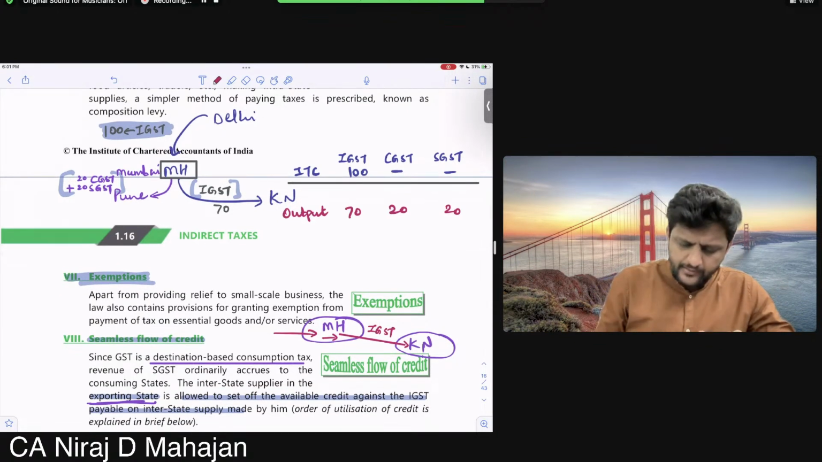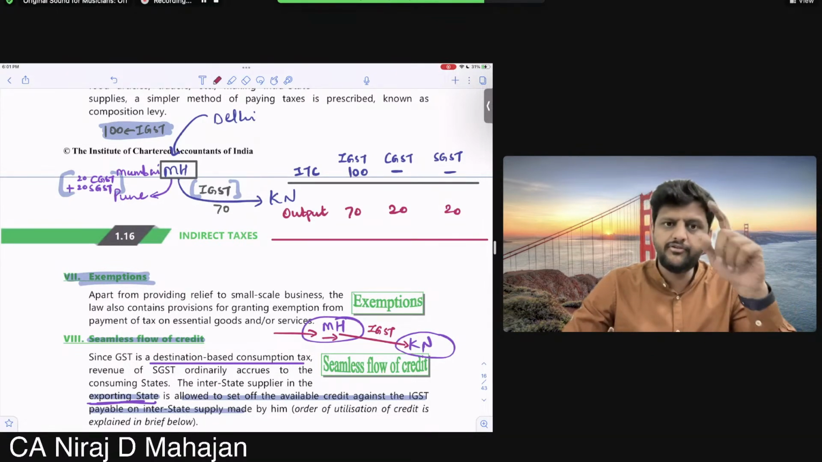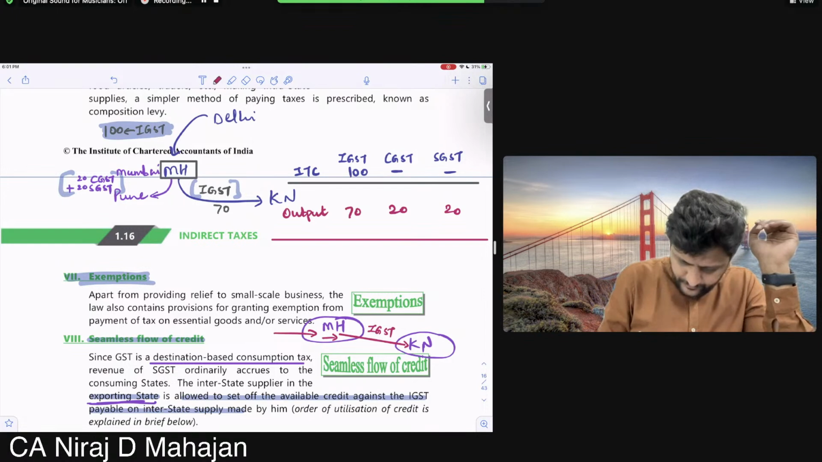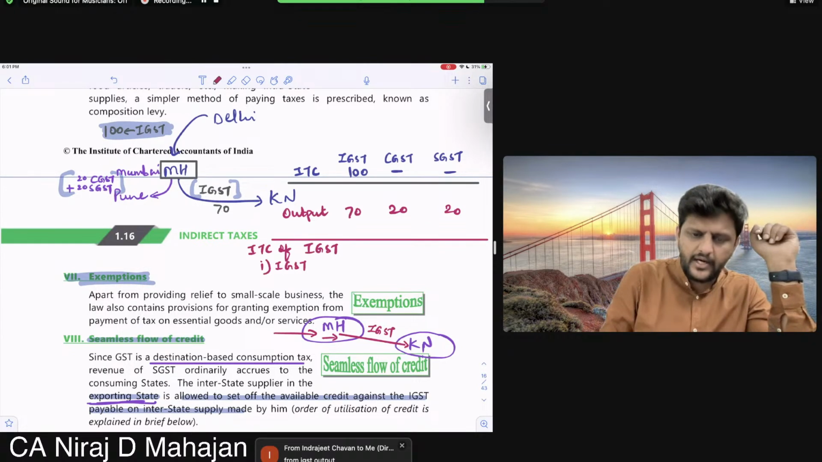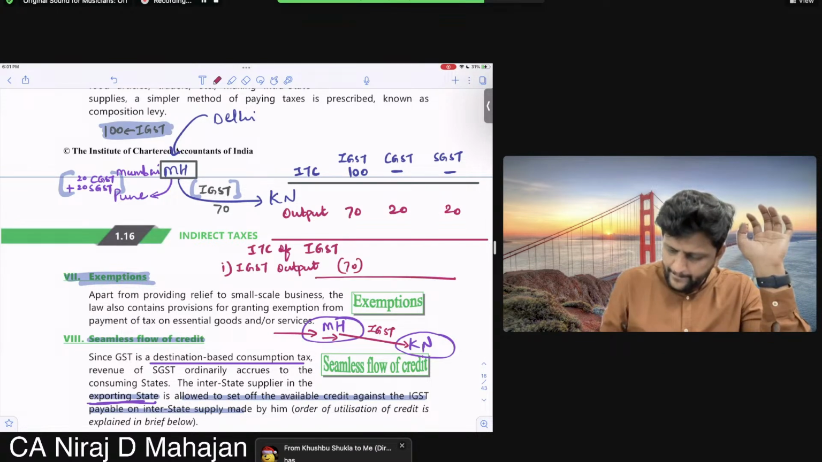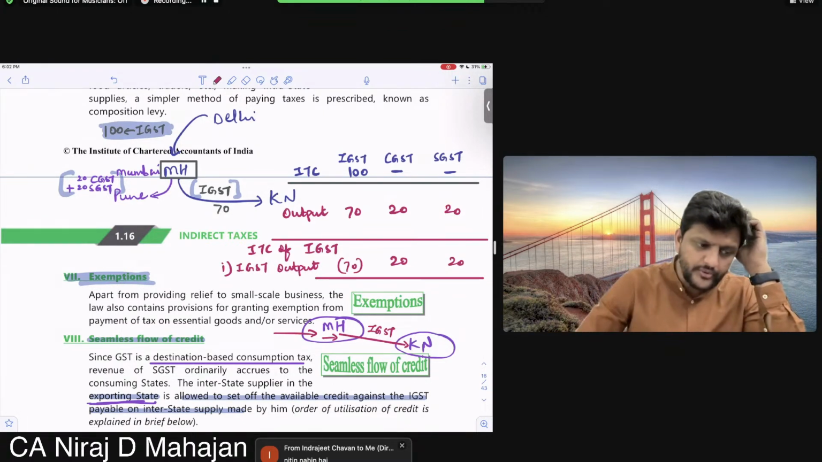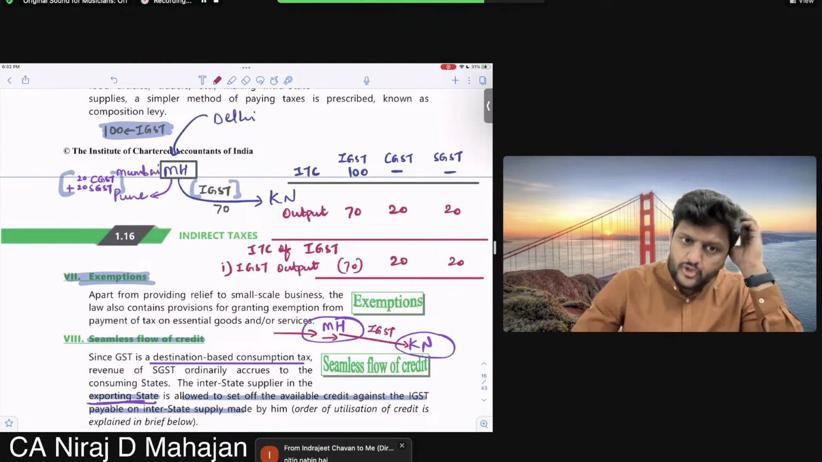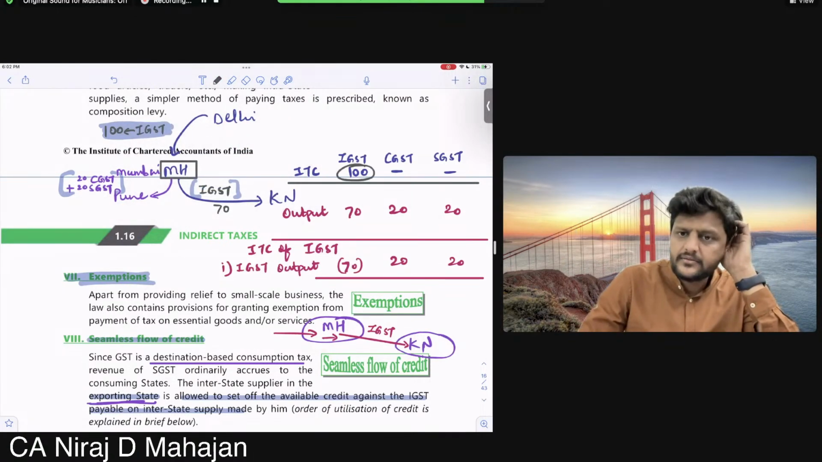Now tell me, pay attention. I have written something. What did I write? ITC of IGST. First, where will you set off? IGST output. Compulsorily, we don't have an option over there. So 70 is gone. This is brought down, 20 payable. Is any IGST payable? No. But do I have ITC available? Balance 30.